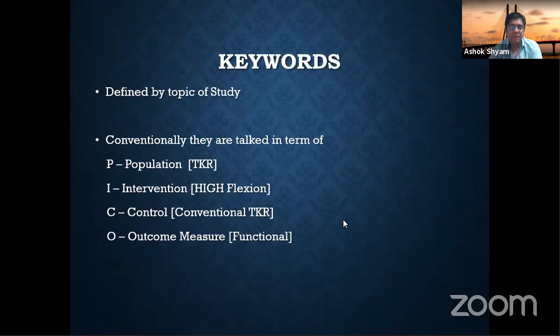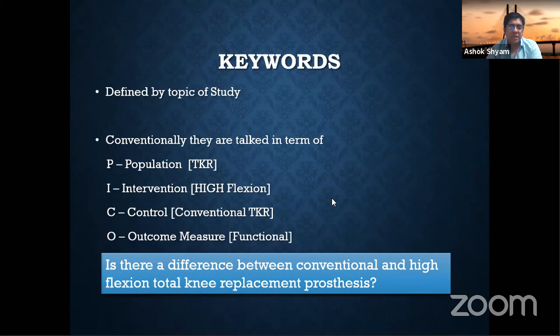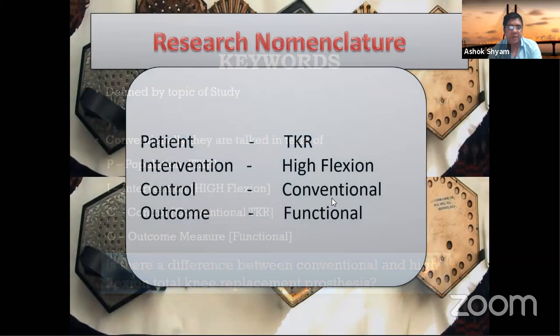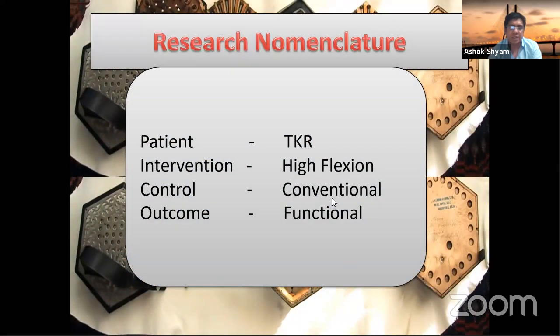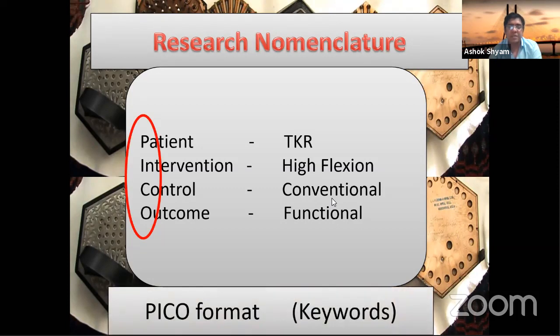In our example, where we compare conventional and high flexion total knee prostheses, I'll lay down how the PICO format looks. The patient population is total knee arthroplasty or total knee replacement. Intervention is high flexion, control is conventional, and outcome is the functional outcome you're looking at. So that's the PICO format. This is the most basic concept of literature review or even doing research. If you understand the PICO format, it is a basic building block for your research.